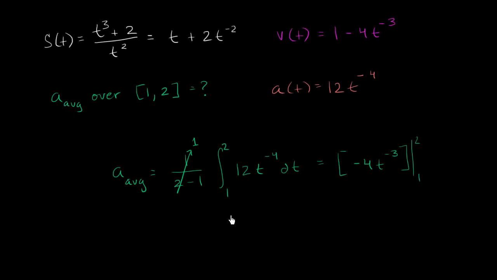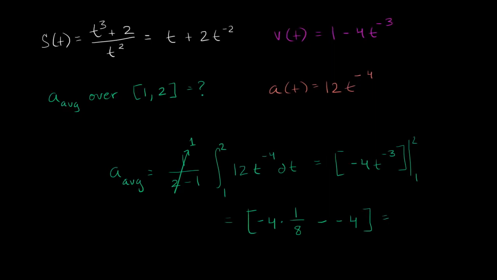So this is going to be equal to, when we evaluate it at 2, the upper bound of our interval, negative 4 times 2 to the negative 3 power. So it's negative 4 times, what is that? That's 1 over 2 to the third, or times 1/8, is one way to think about that. And then we're going to have minus this evaluated at 1. So minus negative 4 times t to the negative 3. Well, 1 to the negative 3 is just 1. So it's just going to be negative 4 times 1.